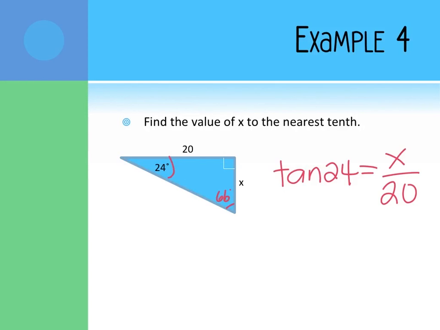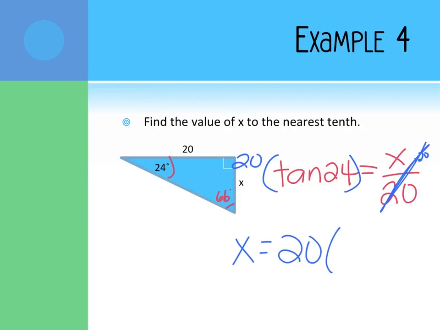X over 20. If I'm dividing by 20, how do I get rid of it? Multiply by 20. So I'm going to multiply both sides by 20. And on the right-hand side, they're going to cancel, and I get x equals 20 times the tangent of 24. And then you can type that whole thing in your calculator.